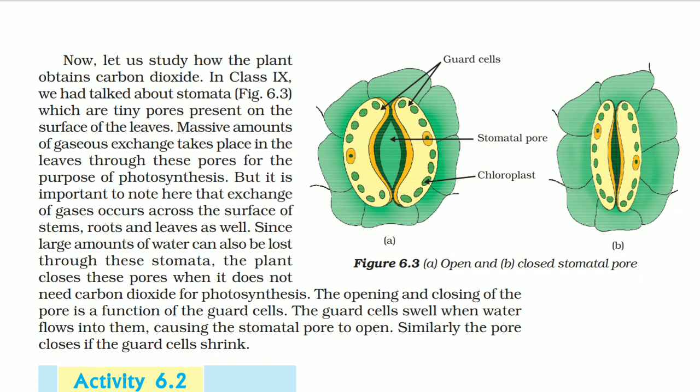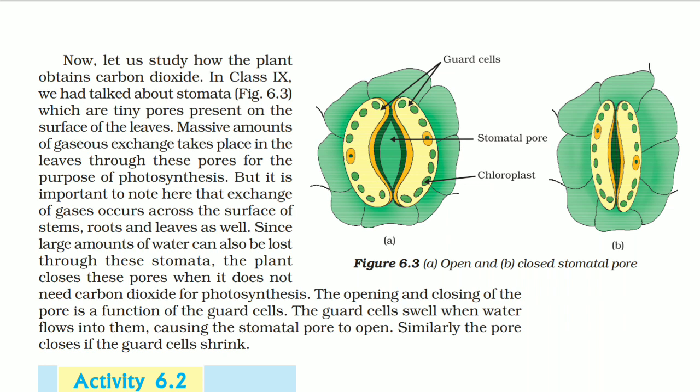You have studied in class 9th about the stomata, which are tiny pores present on the surface of the leaves. A massive amount of gaseous exchange takes place from here. So carbon dioxide is taken in and oxygen thrown out during photosynthesis. But it is important to note here that the exchange of gases occurs across the surface of the stem, roots and leaves as well, where all the green parts are.